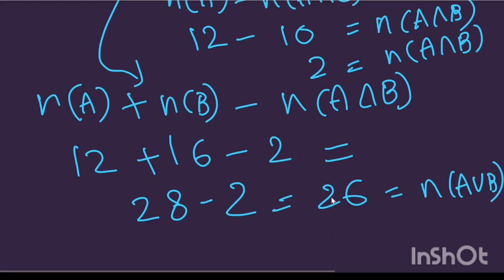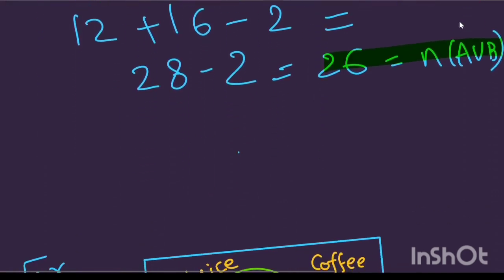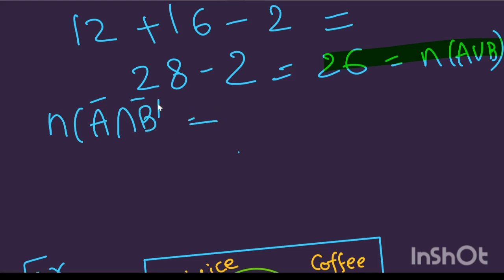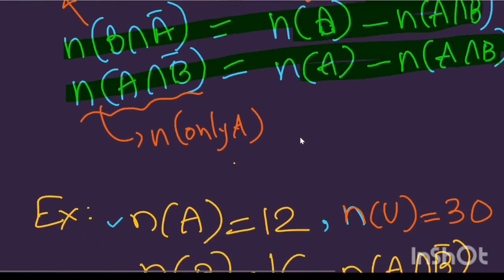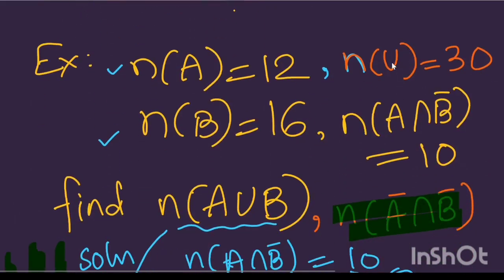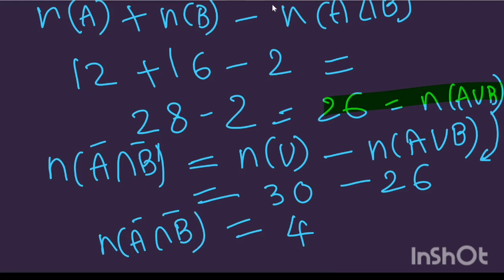Similarly, in order to find n of A bar intersection B bar, we will use which result, guys? We will use nU minus n A union B. Now n A union B is 26, and nU is given to be 30 in the question. So we will substitute 30 minus 26, which is 4. So n A bar intersection B bar is calculated to be 4.